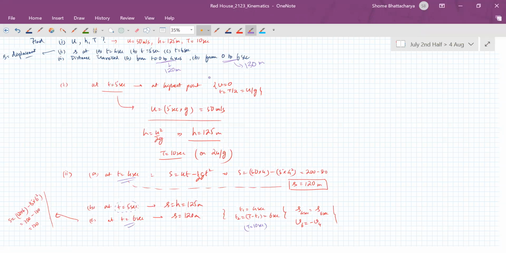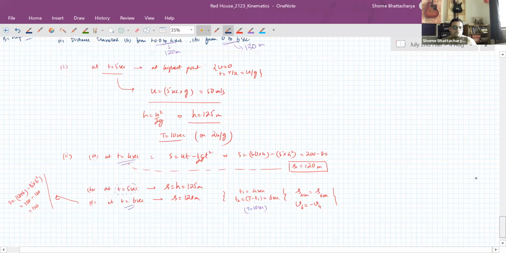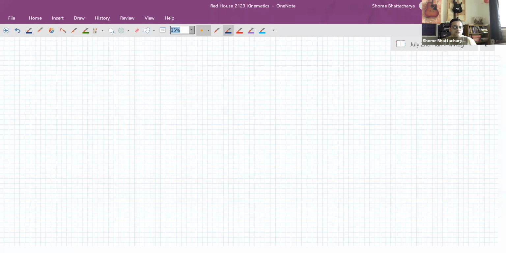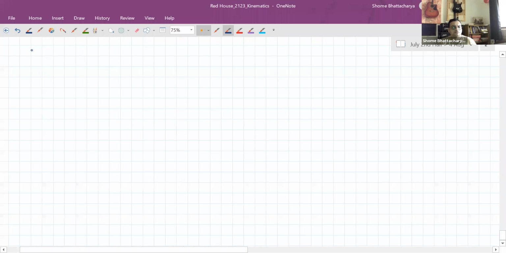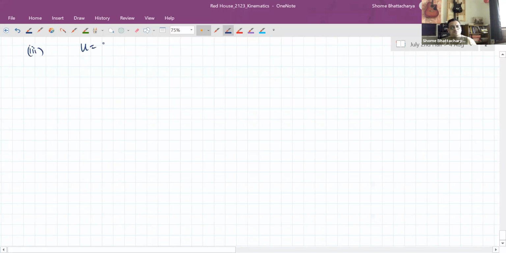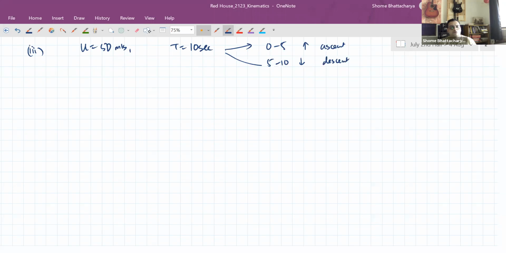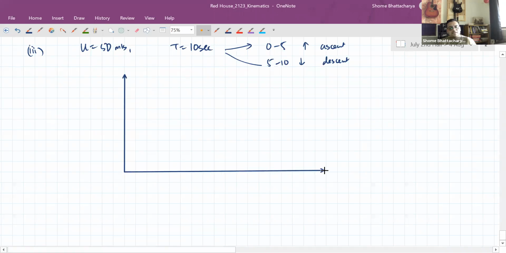Sir, can you once again explain the third part, 0 to 6 seconds? Yeah, so I'll come to that part. Actually, the best way to understand that is that, now that we've understood that the initial velocity came out to be 50 meters per second, the total time of flight is 10 seconds. So we understand that 0 to 5 it's ascending, and then 5 to 10 seconds it's descending. This is the time of ascent. This is the time of descent. You best understand that from the graph. You just visualize the graph of displacement versus time.